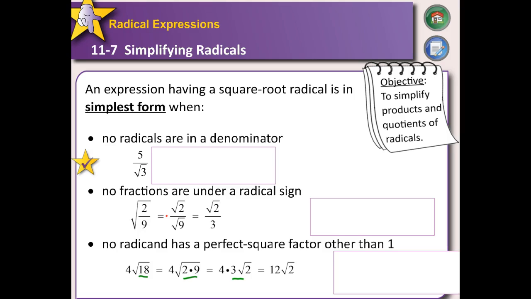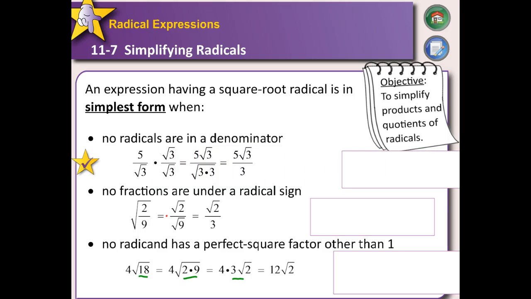And then we can simplify from there. Now, the new one for today is this idea of no radicals in the denominator. Now, we're going to learn this process called rationalizing the denominator. So since I can't have a radical in the denominator, I have to get rid of it.